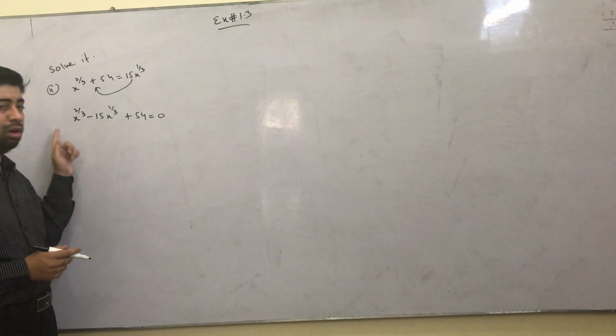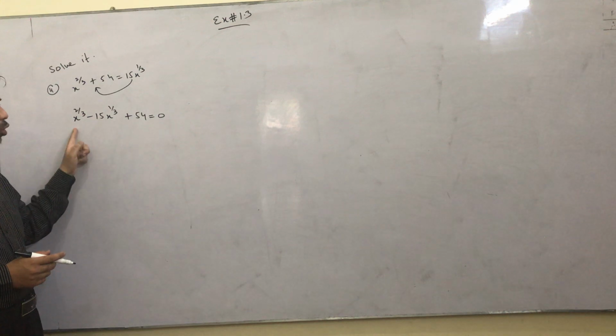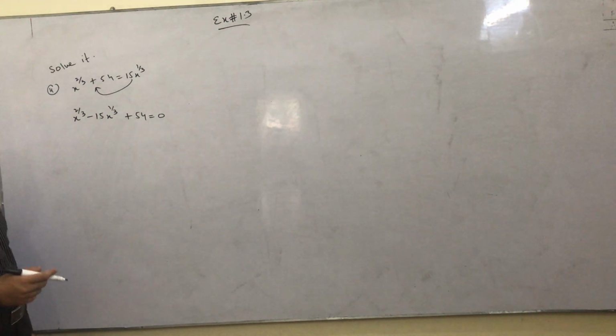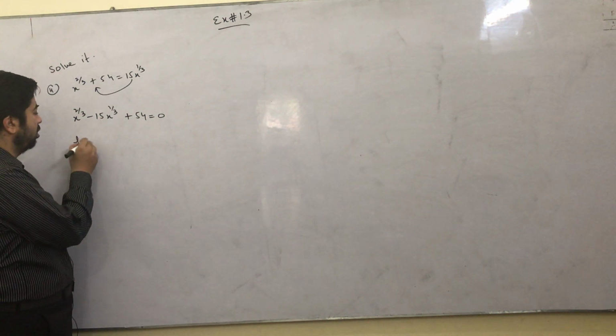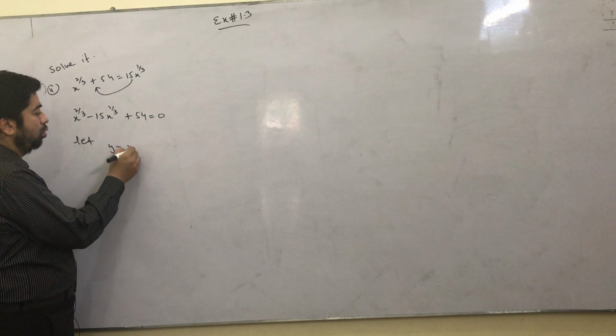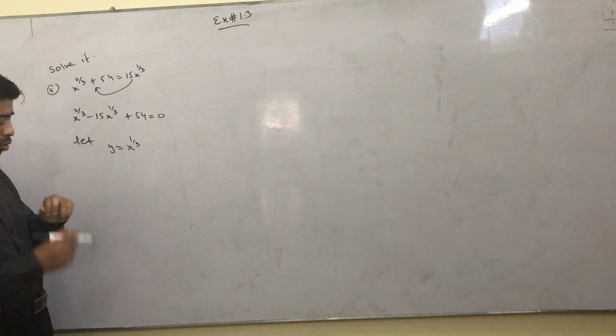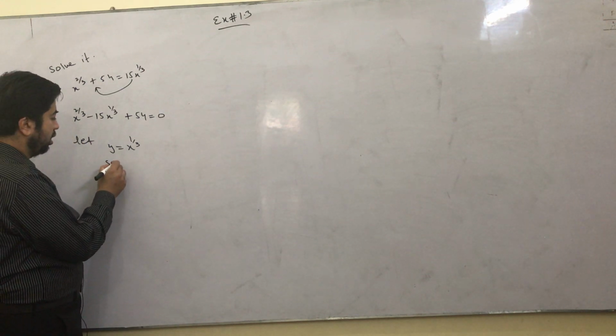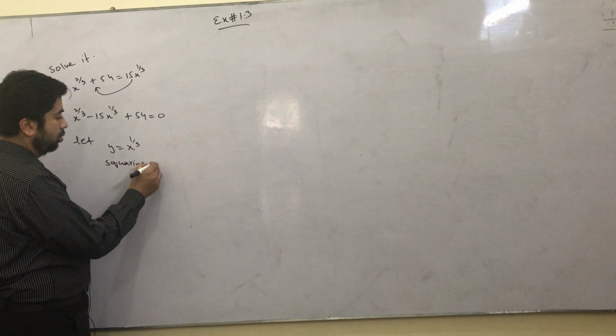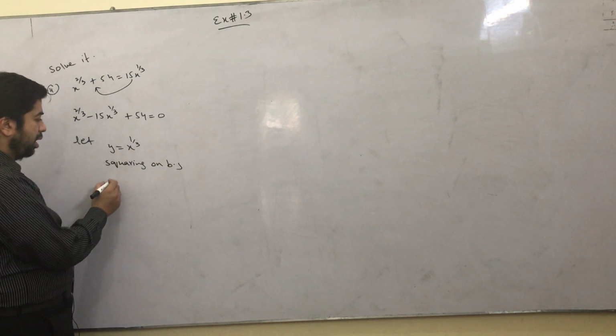So what is the smaller power here? x raised to the power 2 over 3 or x raised to the power 1 over 3? Yes, it is x raised to the power 1 over 3. So let y is equal to x raised to the power 1 over 3. And after that, we also need this one, squaring on both sides.